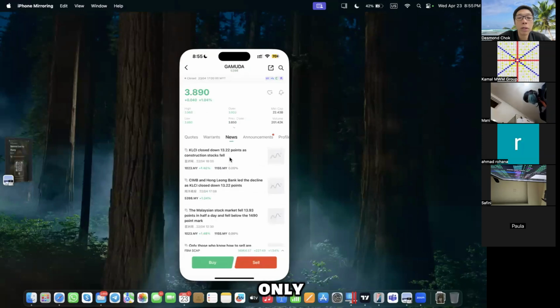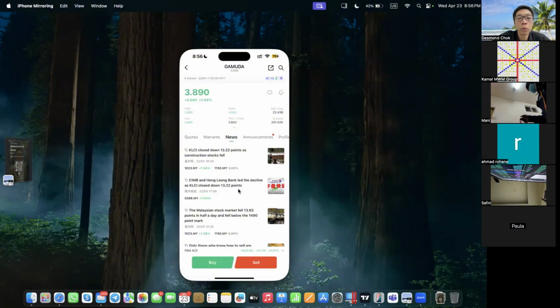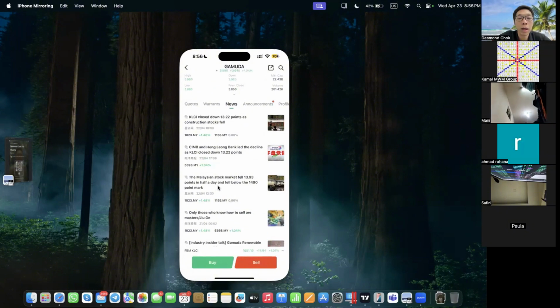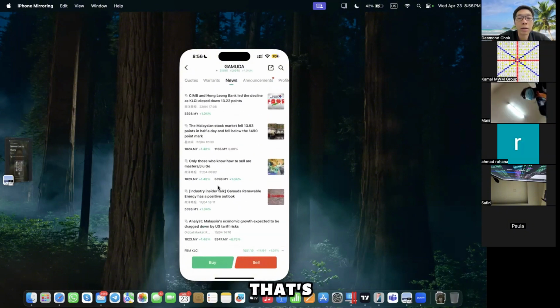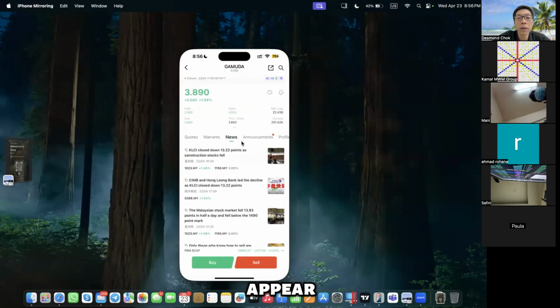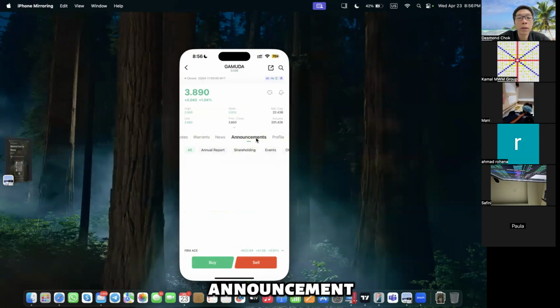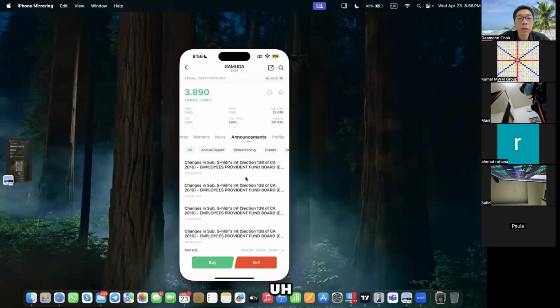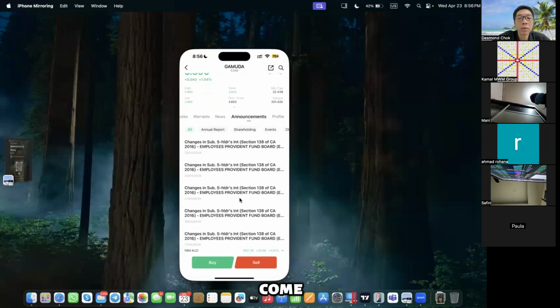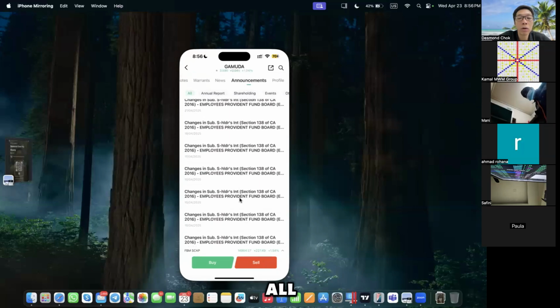News is only news related to Gamuda. So any news that's quite related to Gamuda, you can appear here. Then this one announcement. So announcement is like a Bursa announcement. Everything comes out here. So this one is all announcement.